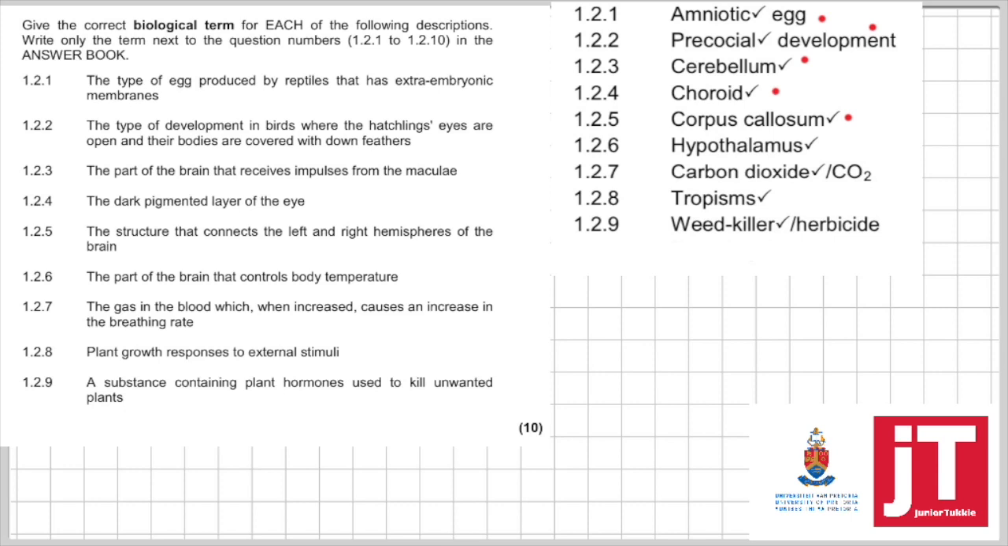1.2.6. The part of the brain that controls body temperature is the hypothalamus. And 1.2.7. The gas in the blood, which when increased causes an increase in the breathing rate, that we know is carbon dioxide. And 1.2.8. Plant growth responses to external stimuli, that's tropisms. And the last one, 1.2.9. A substance containing plant hormones used to kill unwanted plants, and that's a weed killer or a herbicide.